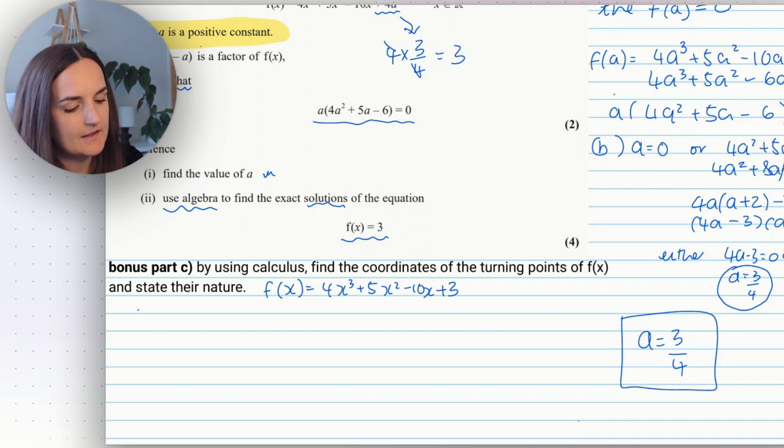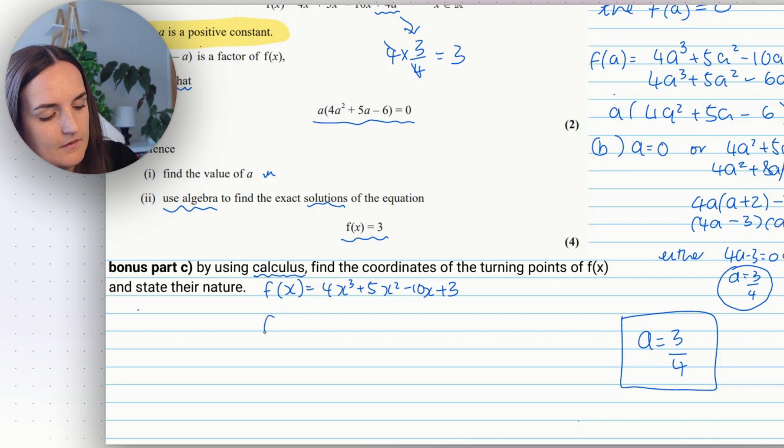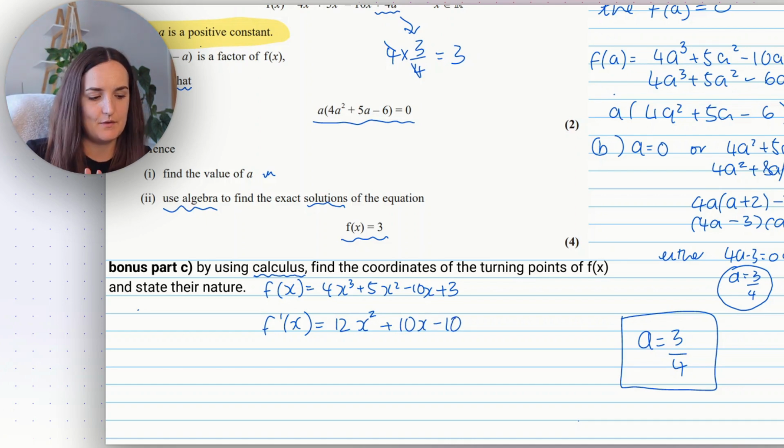So it says by using calculus. Now you need to know what this word calculus means. It's just a general term for differentiation and integration. So if we're thinking turning points, the gradient is 0 at the turning point. So we're thinking f dash x, or our derivative, is 0 at the turning point. So let's do that first, f dash x. So we bring the power to the front, that becomes 12, so 3 times 4 is 12x squared, and we reduce the power by 1, plus 10x minus 10. So that's really basic differentiation there.